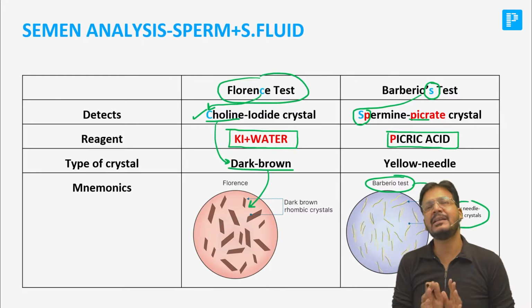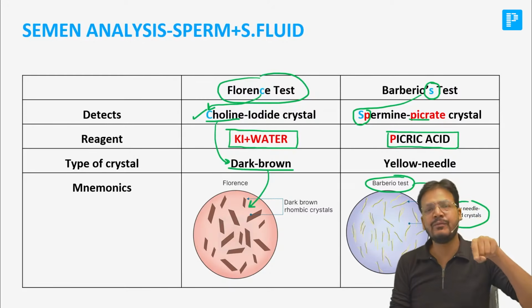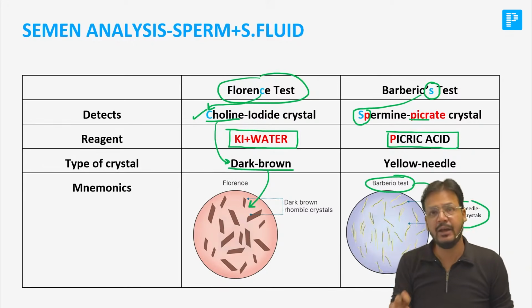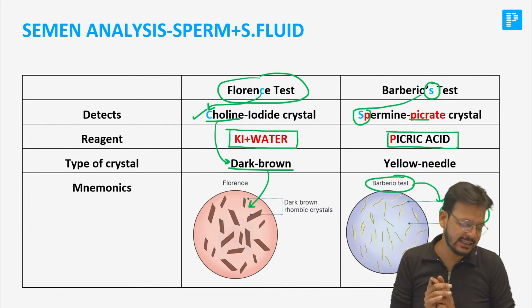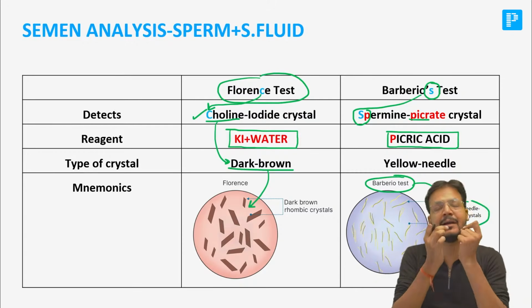So see how we remembered. Florence में C है, there is a C in Florence. It stands for choline crystal, chole का color brown. That's it, done. Okay. Barberio's has S for spermine picrate. Picric acid we use, that is Barber uses yellow needle. Barber क्या करता है? Yellow needle use करता है.